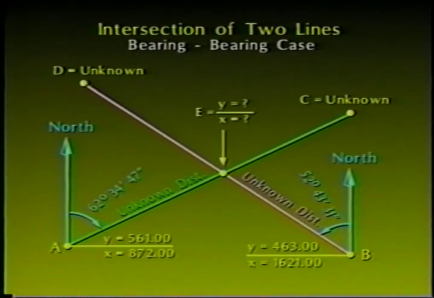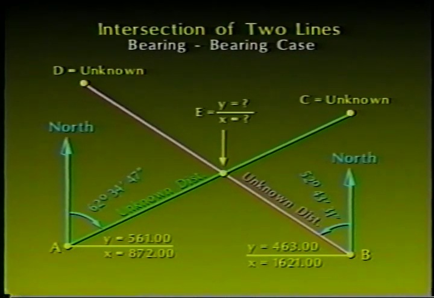The first step to take in the solution is to examine the given data to see which case the solution will fit into. Although we have already identified this as a bearing-bearing case, let's look at the givens. We have a bearing for both lines, A to E and B to E, and can inverse between A and B to find a base for an oblique triangle solution, or enter the coordinates into a computer programmed for the bearing-bearing solution. In a typical programmed computer solution, coordinate values for A and B are entered along with the bearing of lines A to E and B to E. The computer will then process the data using the coordinate geometry equations and give the coordinate value of point E along with the distance of lines AE and BE.